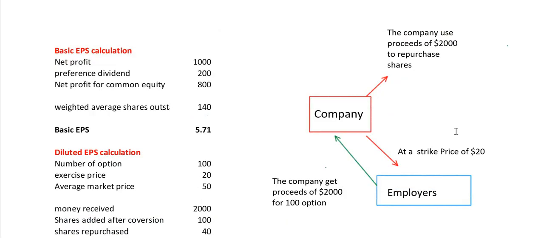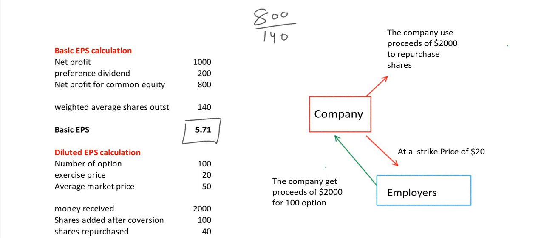Suppose this is an example. The company's profit is 1000 and its preference dividend is 200. So its net profit available to the common equity holders is 800. And let's say the number of shares outstanding is 140. My basic EPS will be my profit, 800, divided by 140, which gives me 5.71. That is basically my basic EPS.